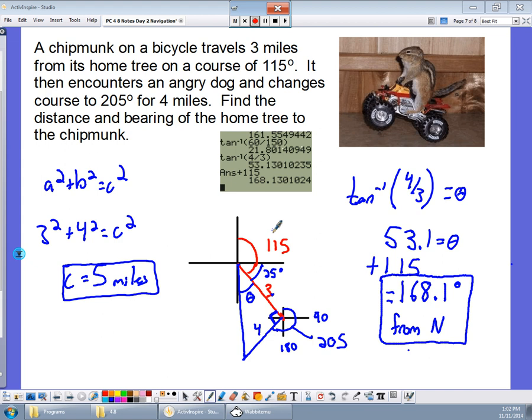Alright, so here's what I came up with. I first graphed the scenario. Here's the heading of 115 for 3 miles. Then they change heading of 205. Again, we see we get a right triangle here. Heading of 205 for 4 miles. I could solve the third side very easily. It's Pythagorean theorem. Get 5, and then I just did inverse tangent of opposite over adjacent, 4 over 3, to get theta. And then I had to add 115 to theta to get this angle here.